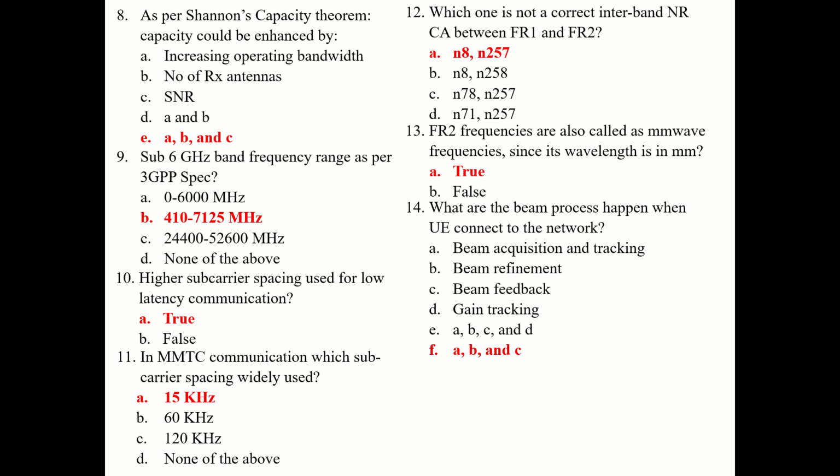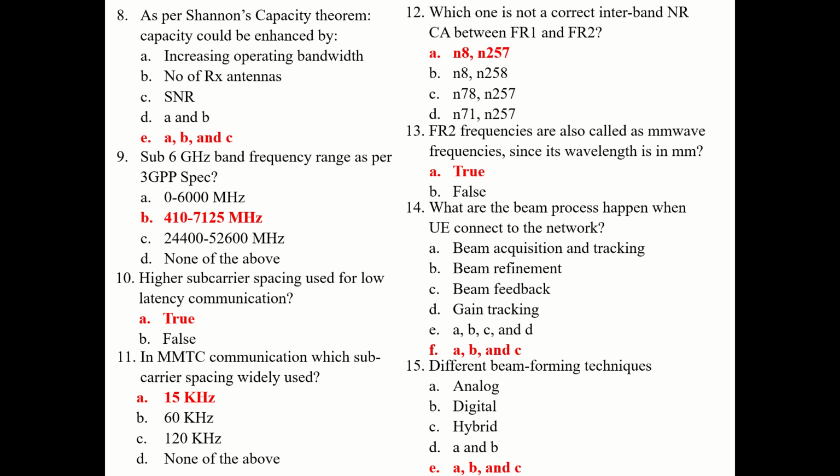If some UE is there, it will try to acquire and track that UE, and based on the channel state information it will keep updating and refining the beams towards that particular UE. Meanwhile, it also gets feedback from the UE on what sort of beam, whether you are using the best beam or not. So it is basically beam peak search. It will happen only if beam feedback is properly obtained, otherwise you can't. The last one, gain tracking, is not the answer. So the answer is F, A, B, C.